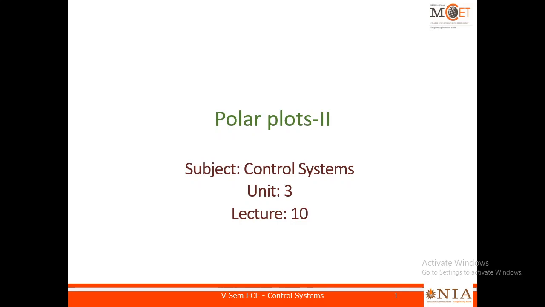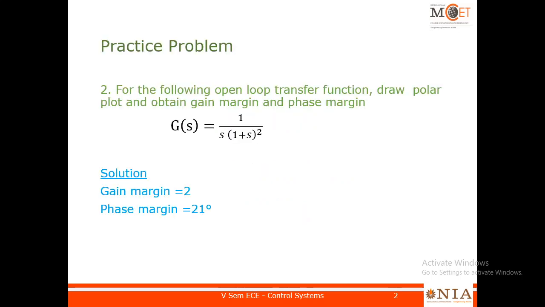Students, as session 1 of polar plots was lengthier, in this video I am giving you only a problem statement for you to draw the polar plot. So here is the problem statement. The open loop transfer function is given and you have to draw the polar plot and obtain the gain margin and phase margin. So the denominator is (1 plus s) the whole square.